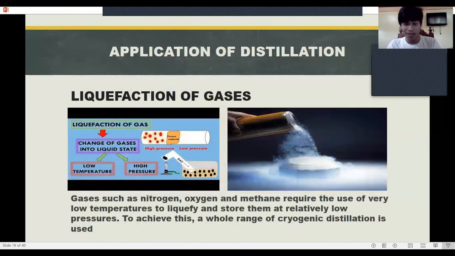Next is the liquefaction of gases. Distillation can also be applied in liquefaction of gases. Gases such as nitrogen, oxygen, and methane require the use of very low temperature to liquefy and store them at relatively low pressures. To achieve this, a whole range of cryogenic distillation is used.